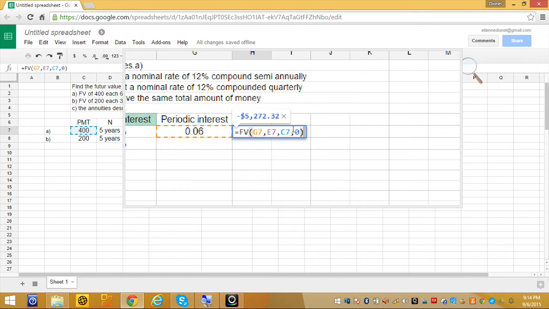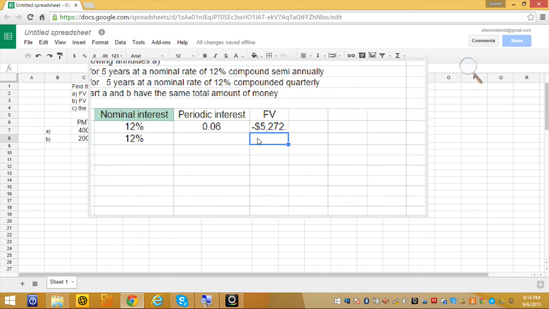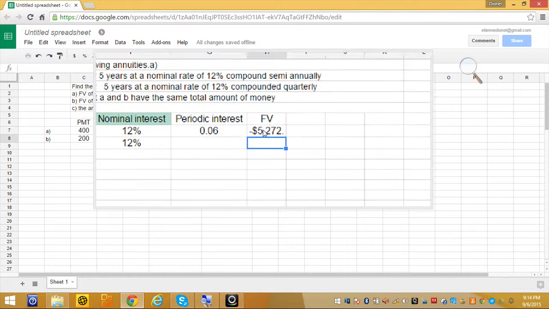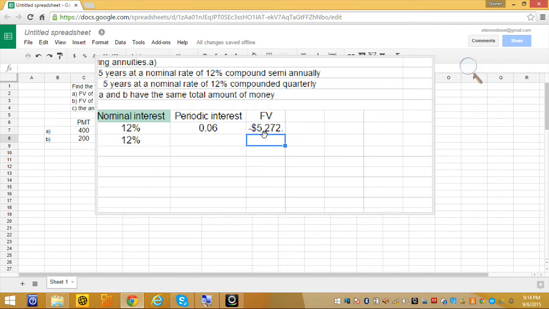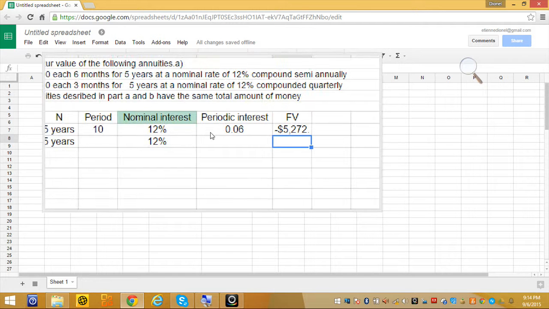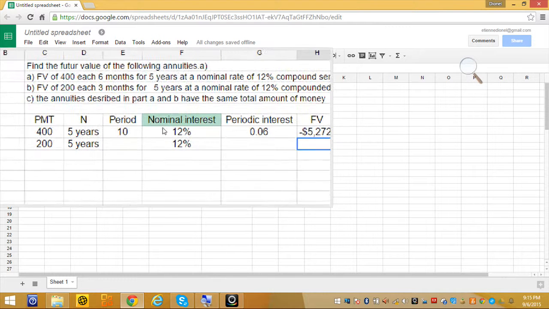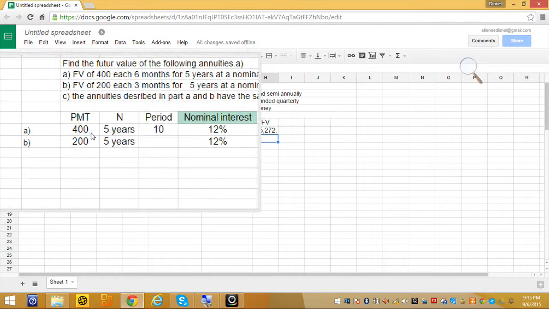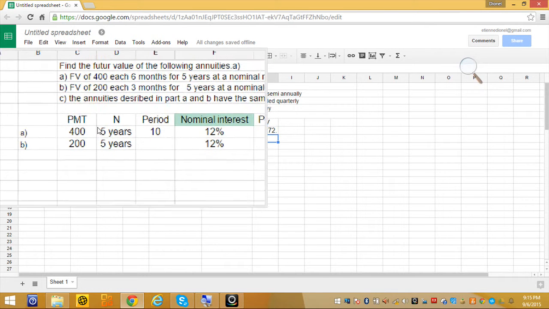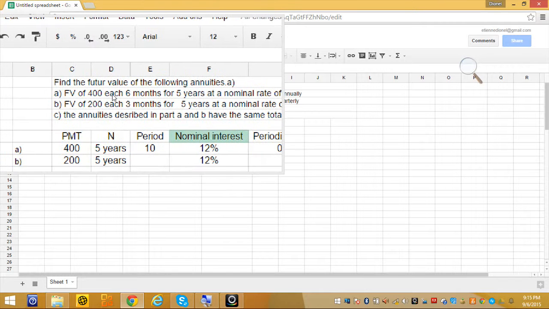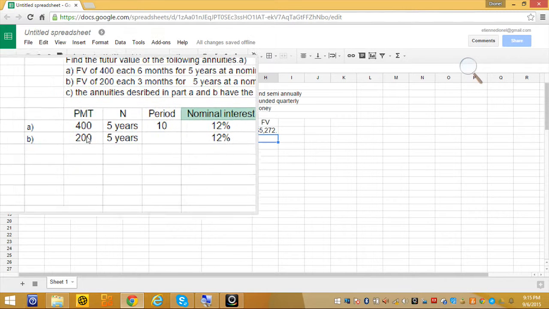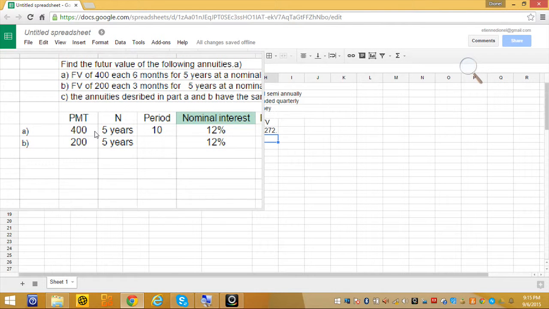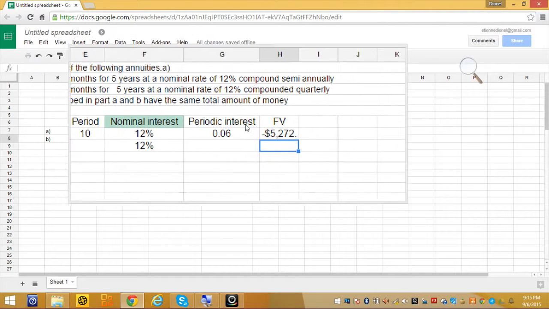As you can see, the future value in this case is 5,272. So as you can see, the future value is a negative number. Generally, future value and payment have different signs. Because it's like they say, what's the future value for an annuity? For 400, it's like if you make a deposit of 400 every 6 months, and at the end you got this one.